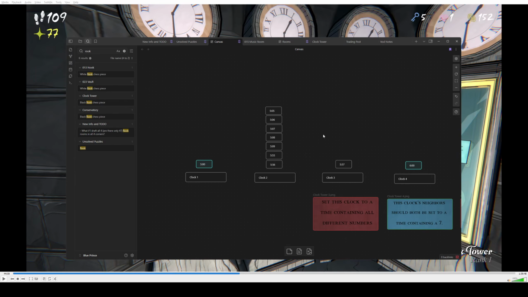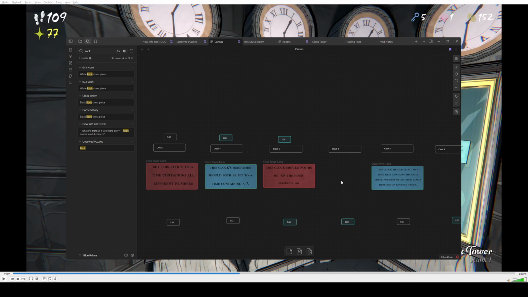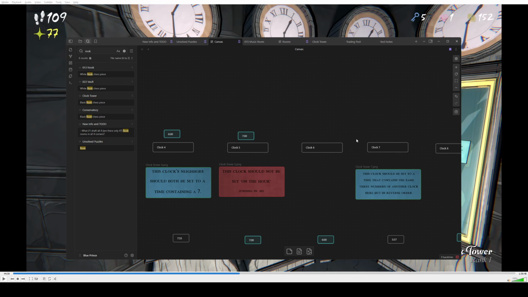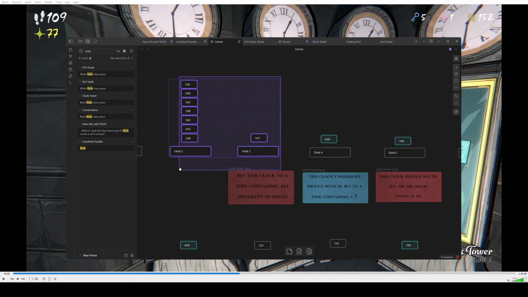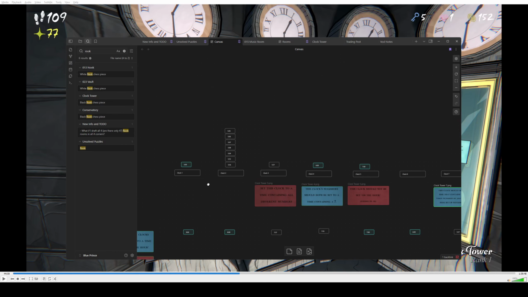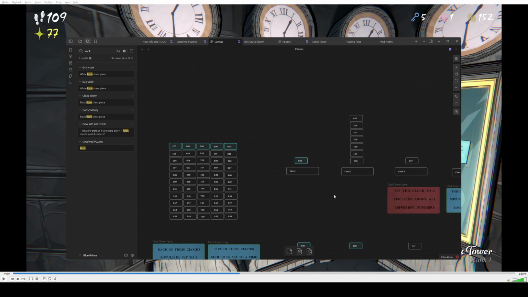We know for sure there are 3 that are not on the hour, right? So that would be this one and these 2. And we know this one has to be the reverse of one of these. So that gives us 755. Then we have 505, but that would be the same. So we skip that one. We've got 605, 705, 8, 9.